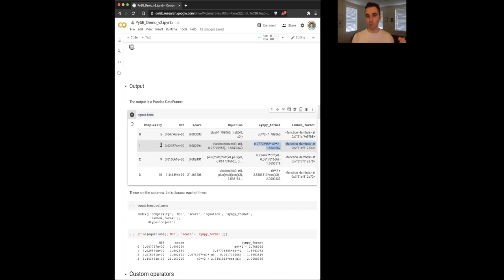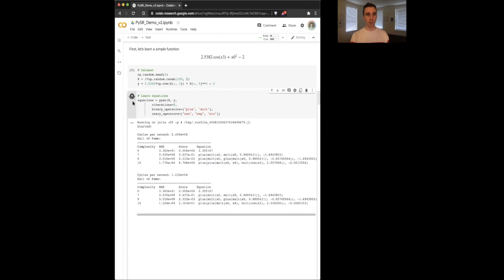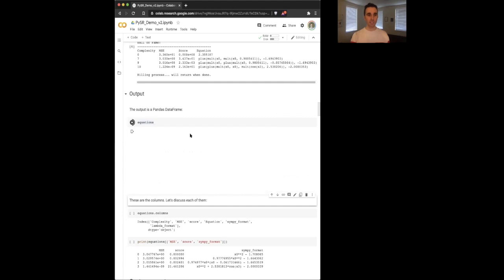So it's starting to run. You see it already found this equation, so we didn't have to run it that long. You can see that it just prints during training. It found the correct equation, which is cosine multiplied by the constant plus x zero squared. So we can just stop it. Okay, so now we can print this.